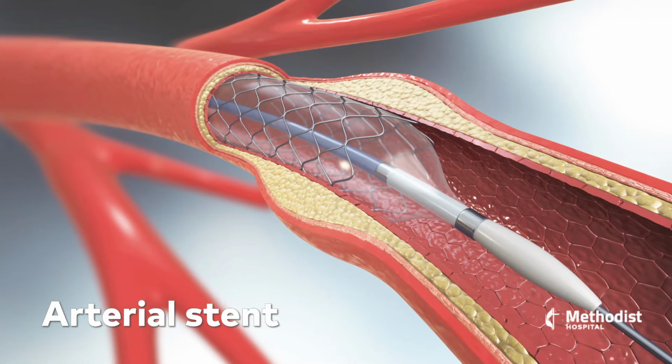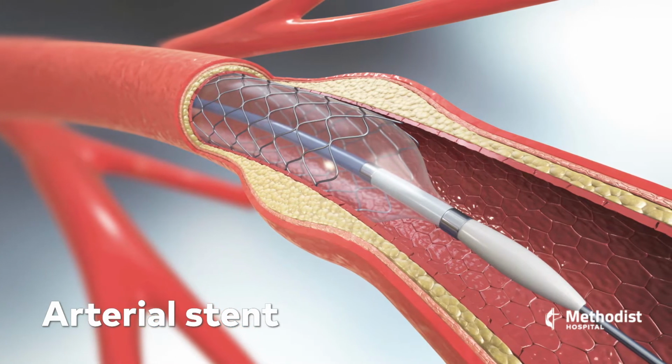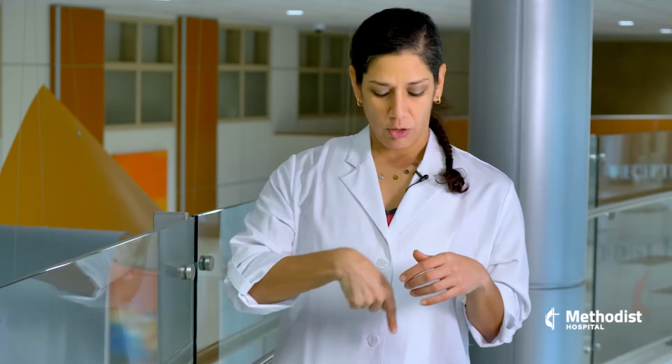Traditionally, we were doing what we call transfemoral carotid stents. We actually put a small catheter in the blood vessel in the groin, and we would guide catheters and wires all the way up to the aorta, go into the carotid artery, and open a stent, which is like a metal cage that keeps that plaque up against the wall.